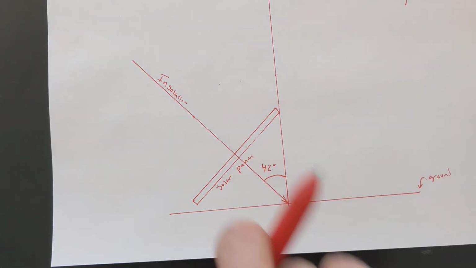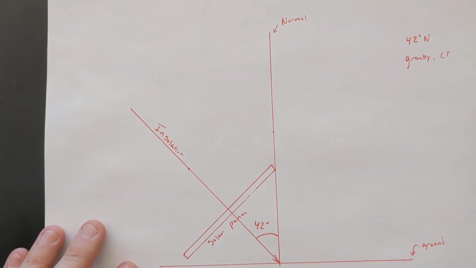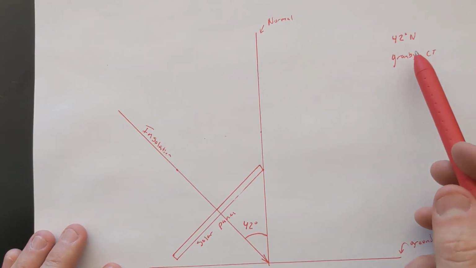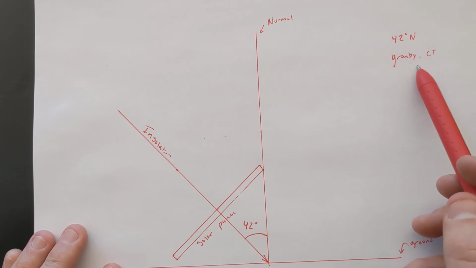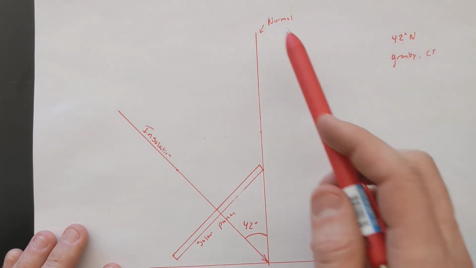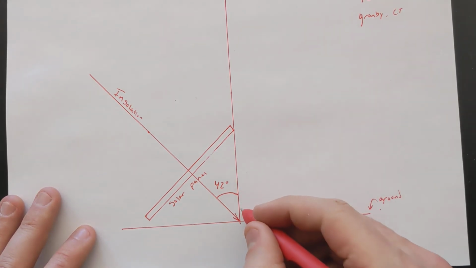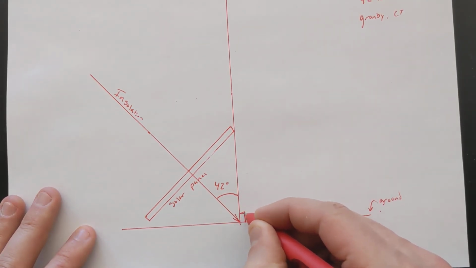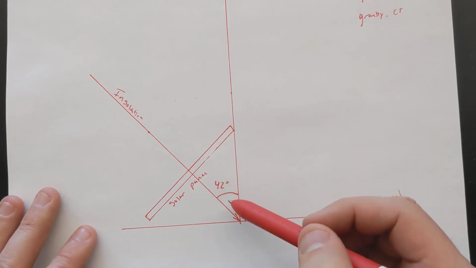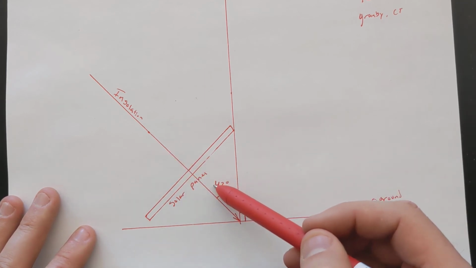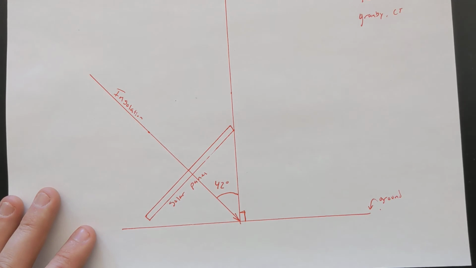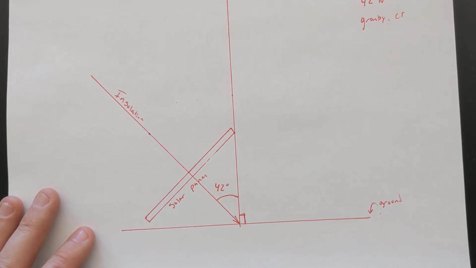At that point, our engineering drawing is done. We've shown the latitude of our chosen location. We've created a normal line that's 90 degrees to the ground. We've shown the angle of insolation, and we've drawn the angle of the solar panel at this location.